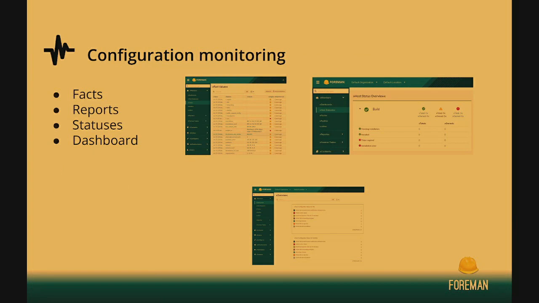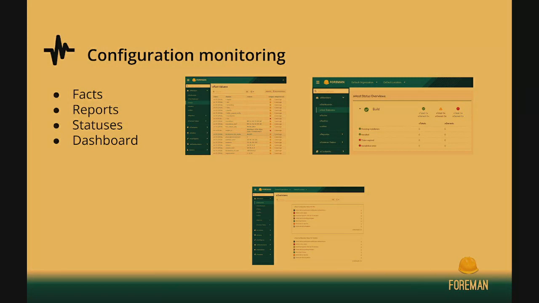Then you have configuration monitoring. Foreman doesn't allow you to see how much CPU the machine is consuming right now or how much free memory you have right now. It's not its goal, and it wouldn't be that good at doing it. But it does allow you to see facts about your operating system. So what operating system is installed, what packages are installed there, all around the place.